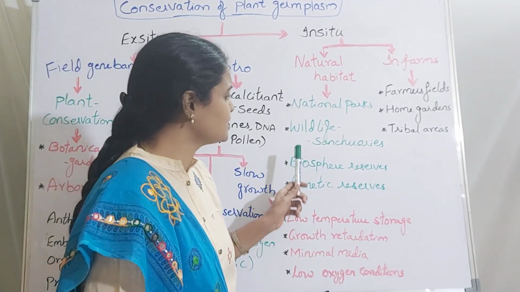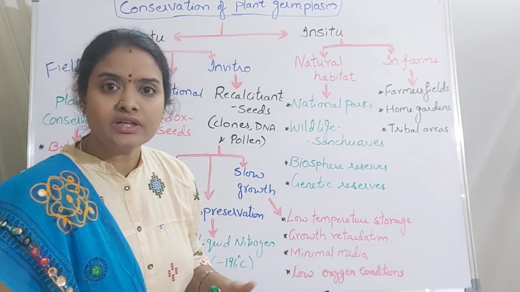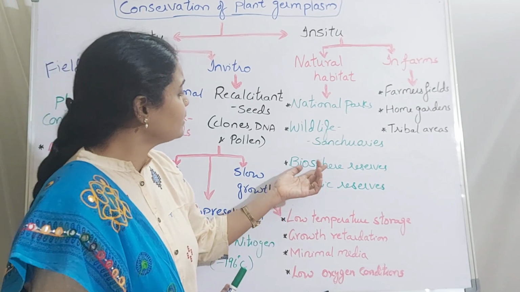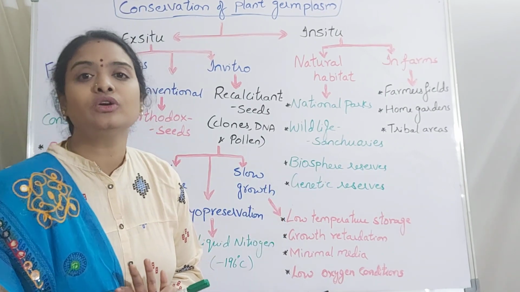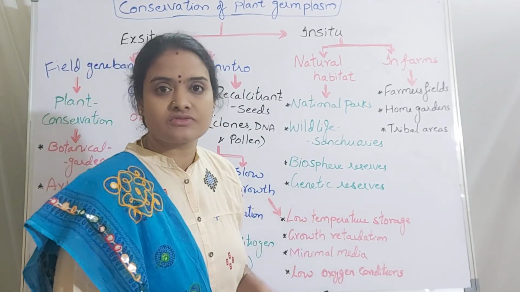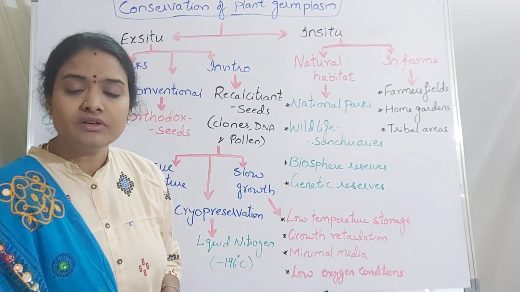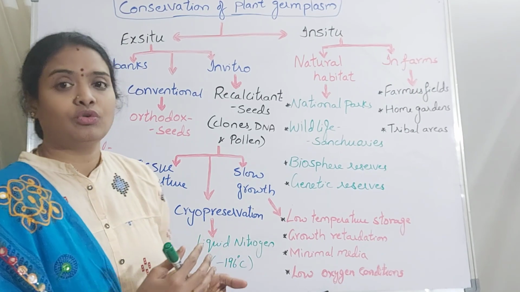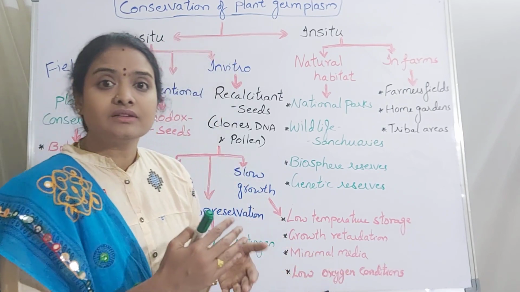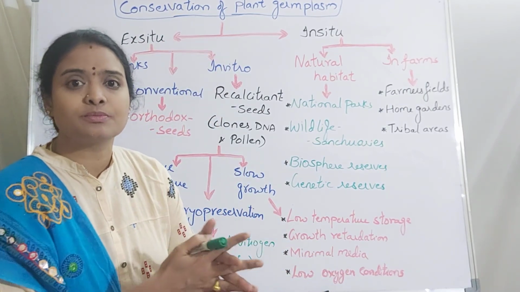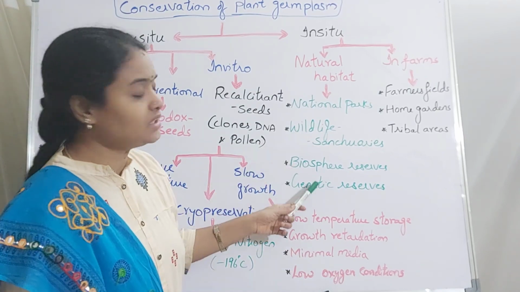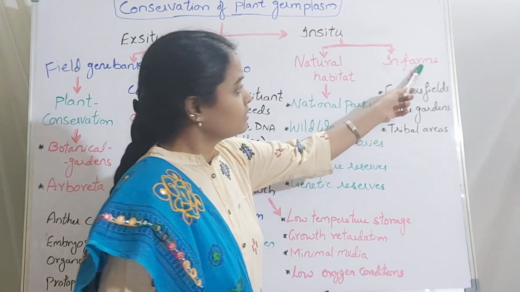Then the third one is the biosphere reserve. So here in the biosphere reserve, again they are going to conserve these plants and they are going to conserve the biodiversity. Okay. The next one is the genetic reserves. So here in the genetic reserve, the genetic pool, whatever you have to maintain, you are going to see that the range of their population is maintained in that particular habitat. Is it clear?